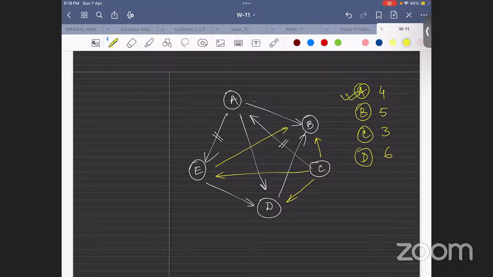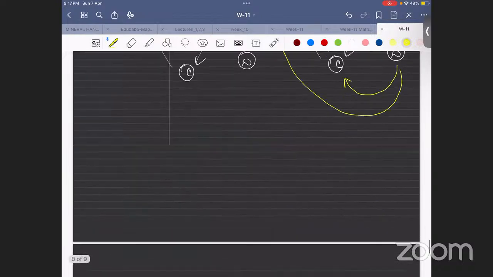Is anyone having any issue in this? This is pretty simple, right? Is anyone having any issue understanding this? No? Okay, let's move on.